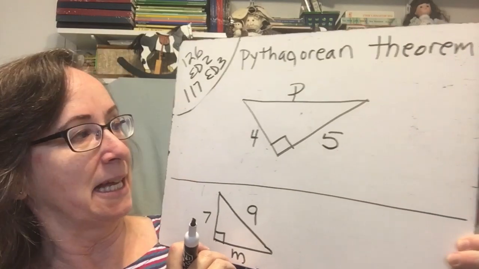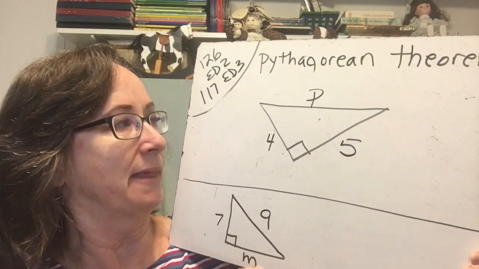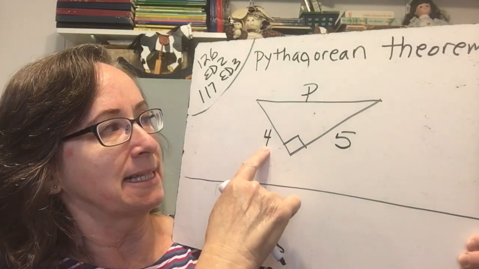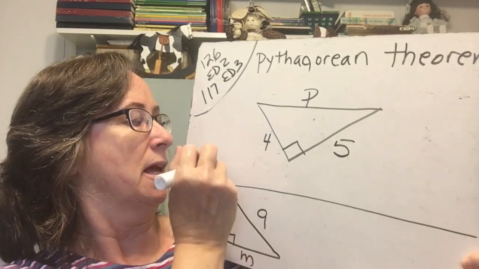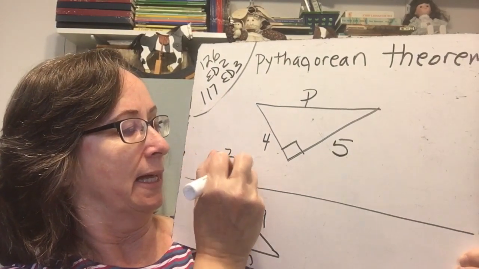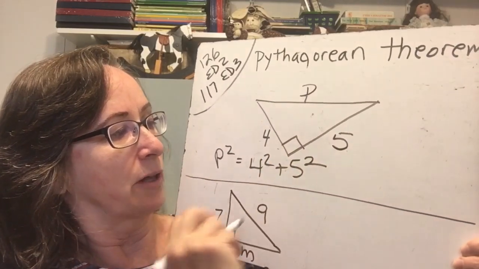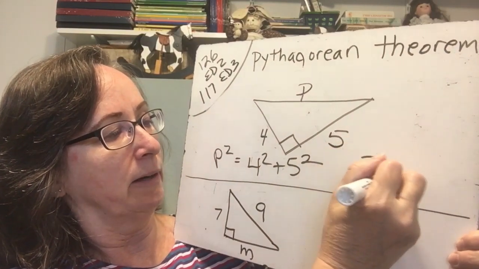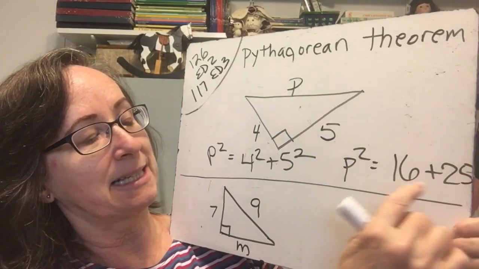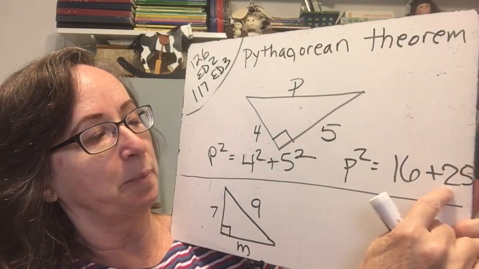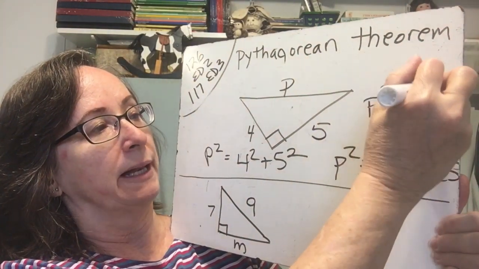Okay, here are 2 examples. Since it's a right triangle, we can use our Pythagorean theorem. So this is a leg, and this is a leg, and this, P, is our hypotenuse. So we would write P squared is 4 squared plus 5 squared. So P squared is 16 plus 25, and 16 plus 25 will be 41. So we get P squared is 41.